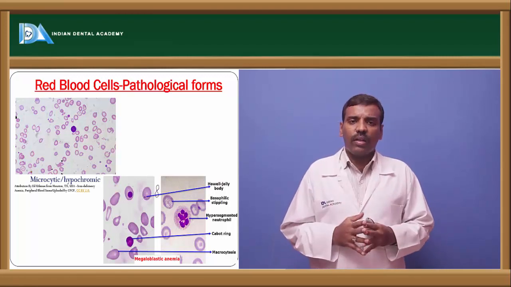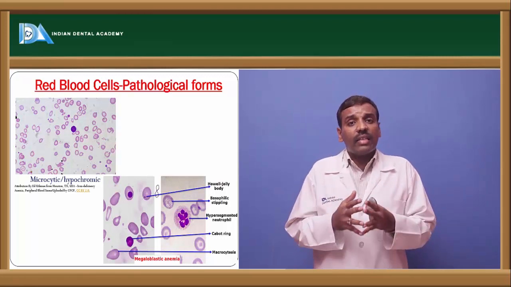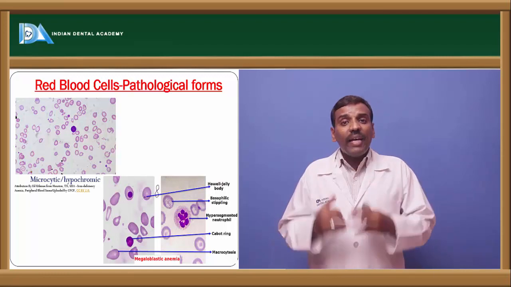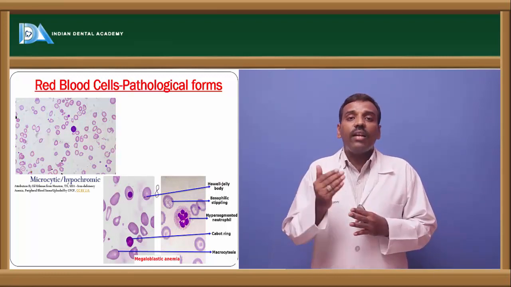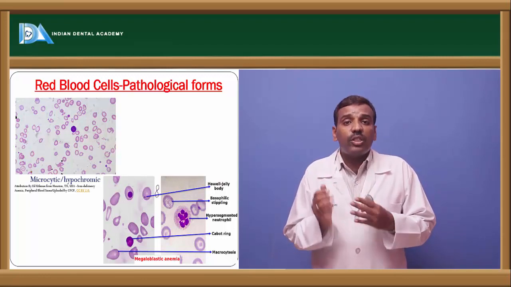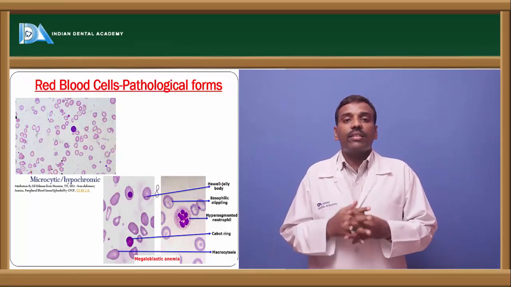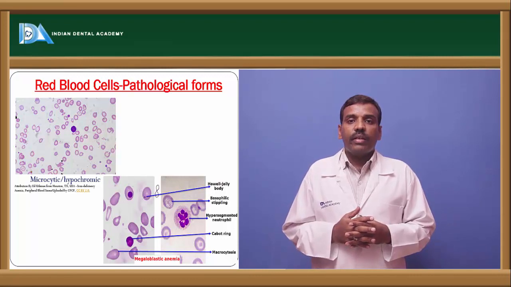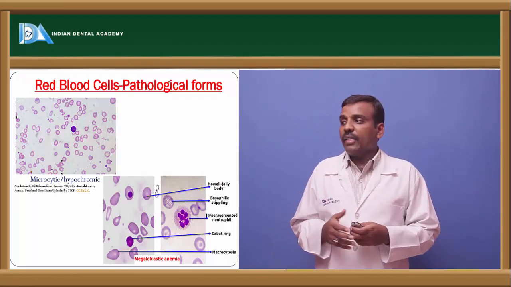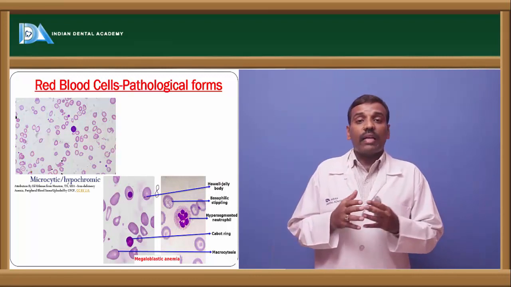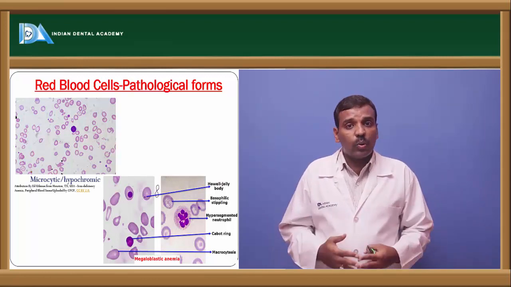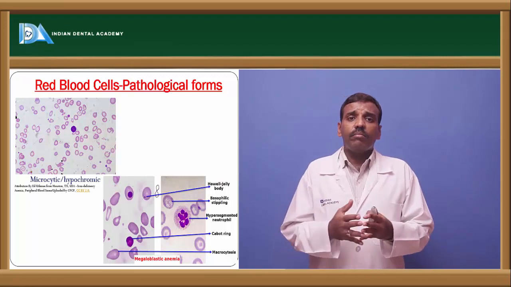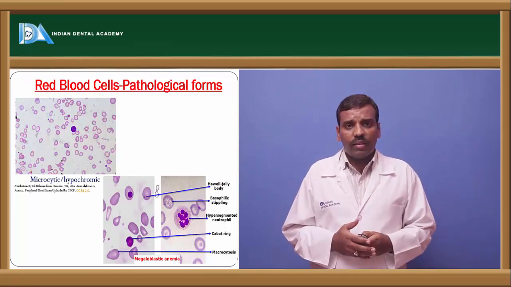Normocyte in the sense normal size, macrocyte in the sense the size is increased, then microcyte in the sense the size is decreased, and the sickle cell, the cell which is in the shape of a sickle, like a crescent moon. And in case of the megaloblastic cell, the size is completely different, and the cell is bigger than the normal size.